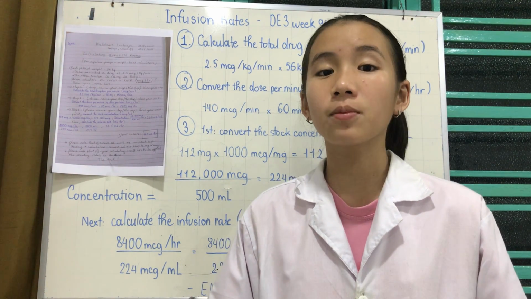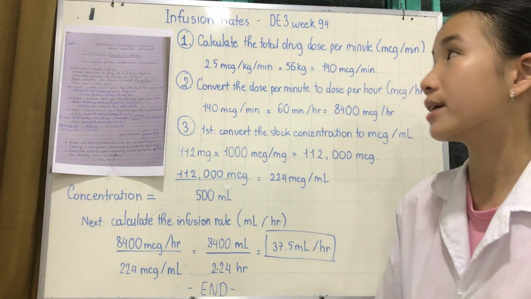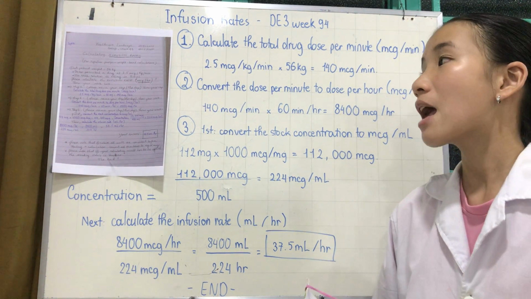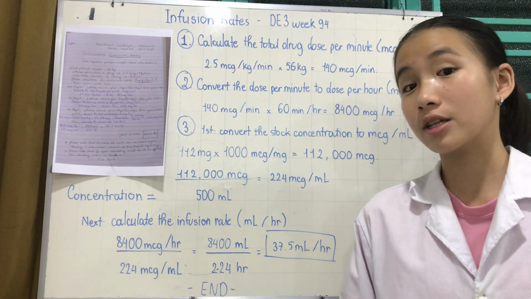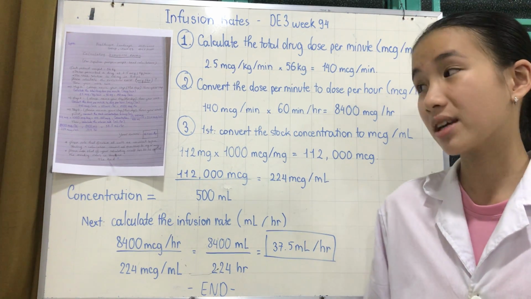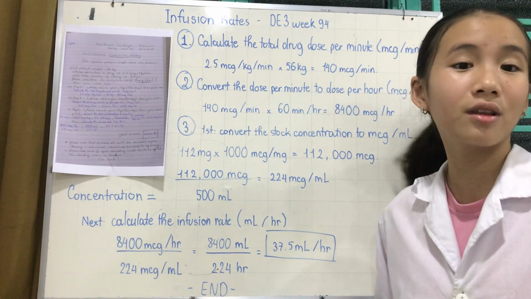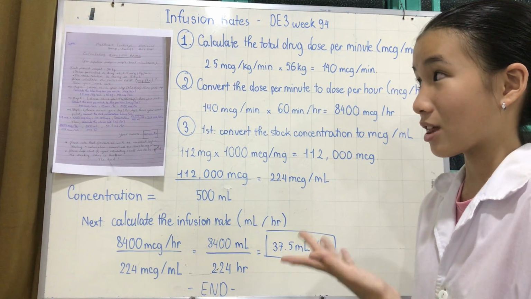In this video, I'll be talking about my D3, which is infusion rates. So this is the D3 week 94, and this is actually a resume of the D3 last week because I didn't really do it. But this week, we're going to solve the only problem in the D3.